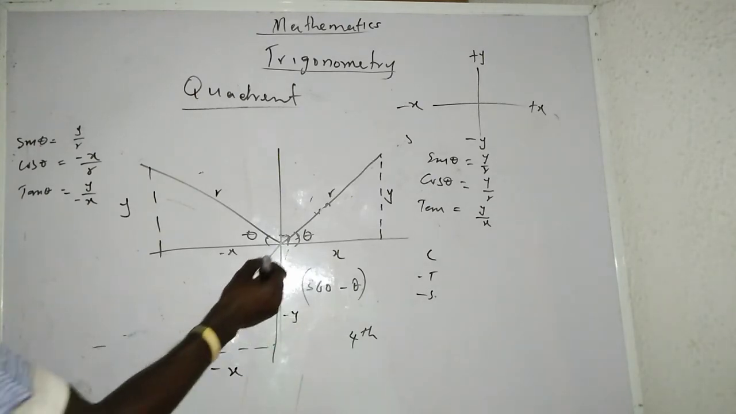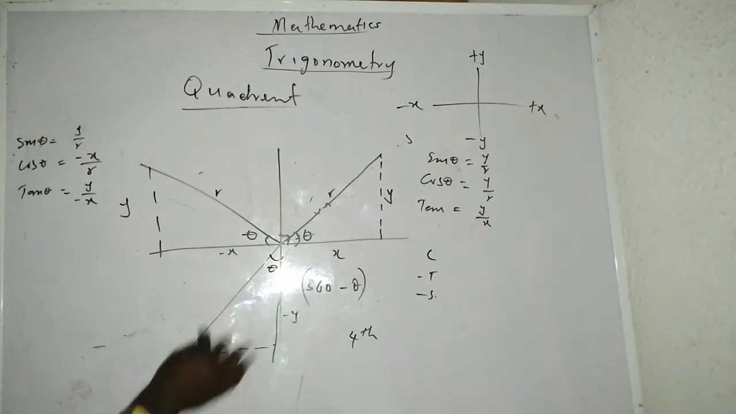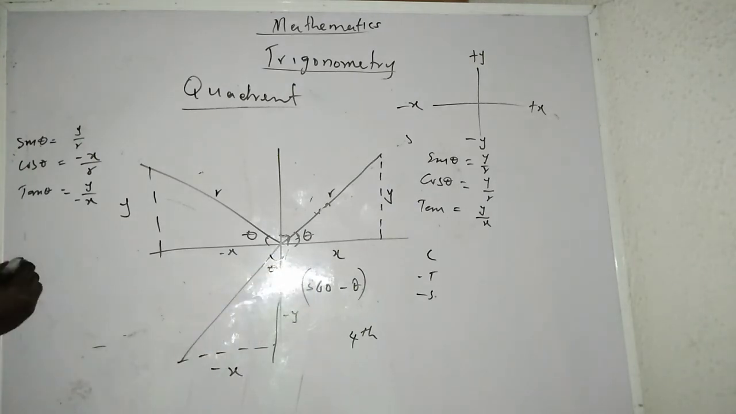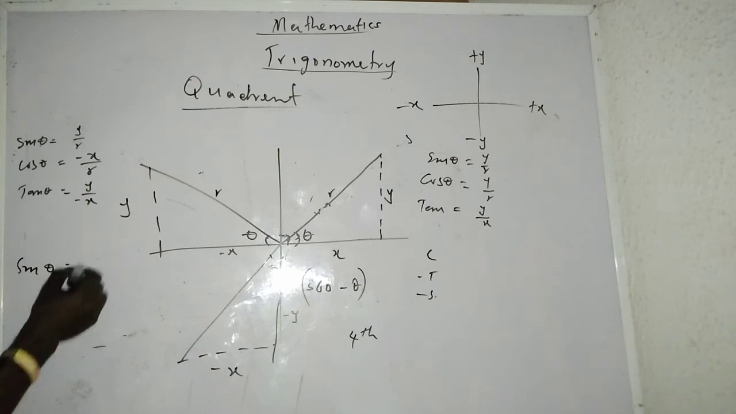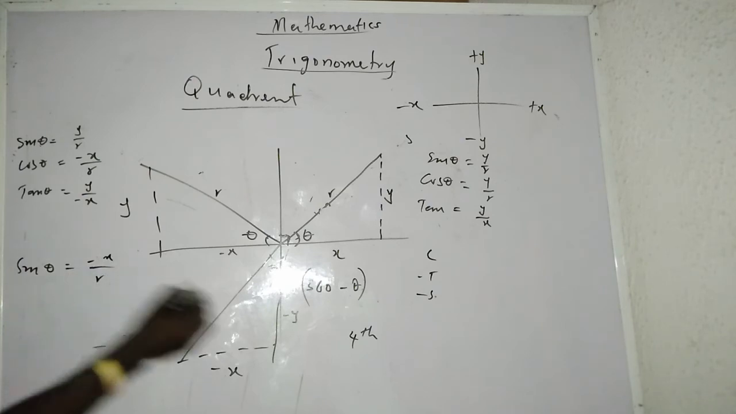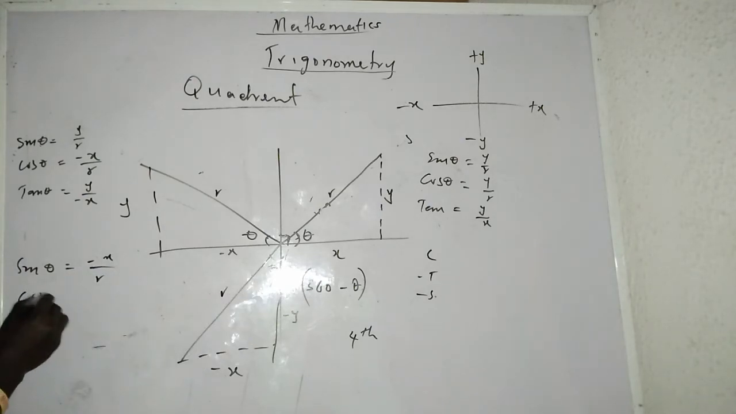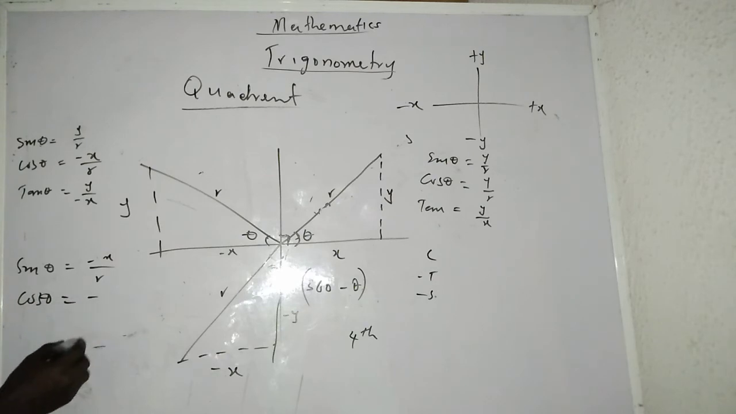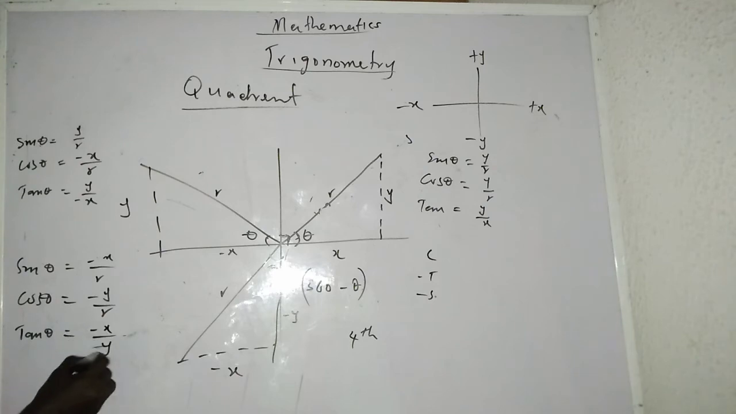The same thing, if the angle forms here. Sine theta will be equal to what? Minus x all over r. And cos theta will be equal to minus y all over r. But if I should talk about tan theta, it will be equal to what? Minus x all over, which is what?